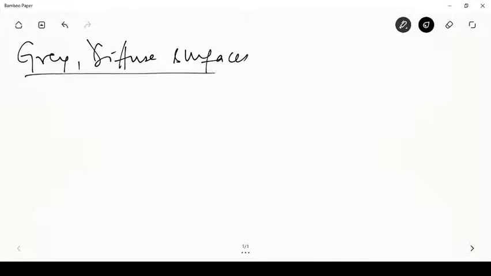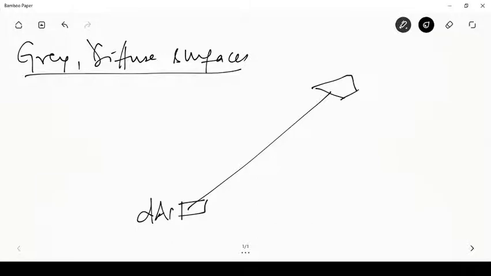So we'll be dealing with gray diffuse surfaces. Okay. So suppose I have a certain surface here, okay, whose area is dA1, and it emits to, let's say, a surface area dA2, which is at a distance s from the area dA1.